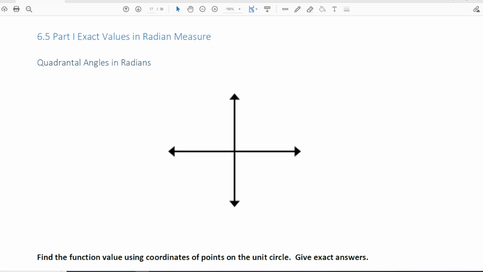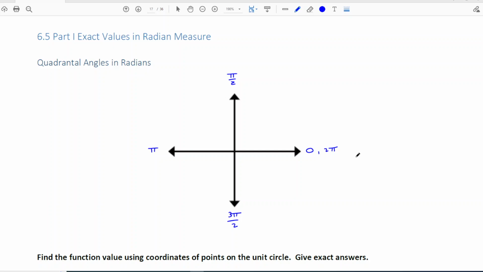So in 6.5 part 1, we're now going to try to replicate everything we did in 6.3 part 2, but in radians. So we're going to start with our quadrantal angles in radians. We've already done this, but I always find the more times you hear this, especially in radians, the better. So if we were going to look at our quadrantal angles, we would start at 0, and then we've got pi by 2, pi, 3 pi by 2, and 4 pi by 2, or 2 pi.